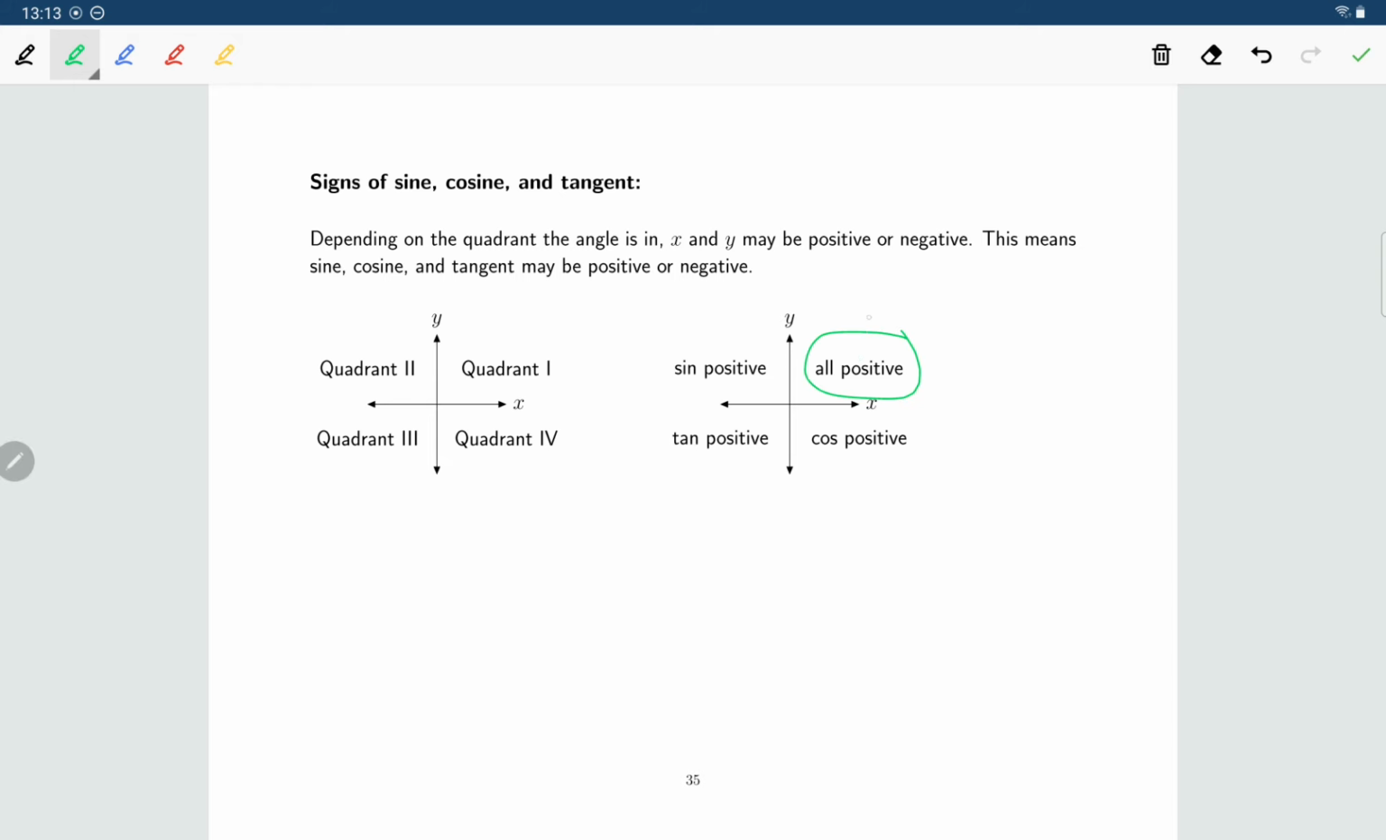So in quadrant 1, everybody's positive. Quadrant 2, sine and its reciprocal. Quadrant 3, tangent and its reciprocal. And quadrant 4, cosine and its reciprocal. That, of course, means that in quadrant 4, everybody else except for cosine and its reciprocal would be negative. In quadrant 3, everybody except for tangent and cotangent are negative. And in quadrant 2, everybody except for sine and cosecant are negative.